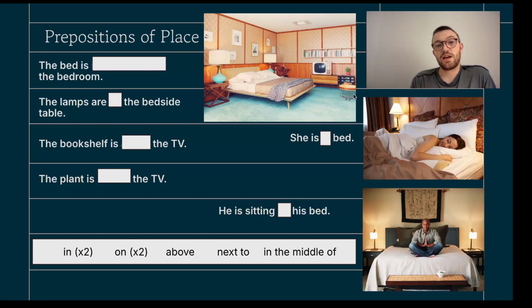The first one here, we've got some pictures of bedrooms, right? So we got a bed in this first picture, we got a bed in the second, and a bed in the third. They are bedrooms. So the bed is the bedroom. So in this first picture, where is the bed? Now this one should be, the bed is in the middle of the bedroom, right?